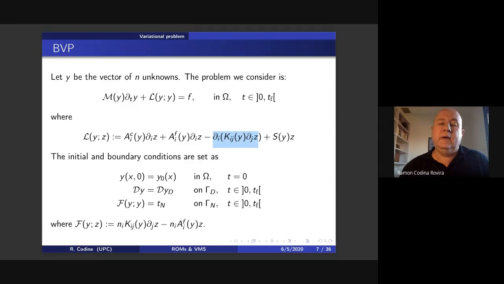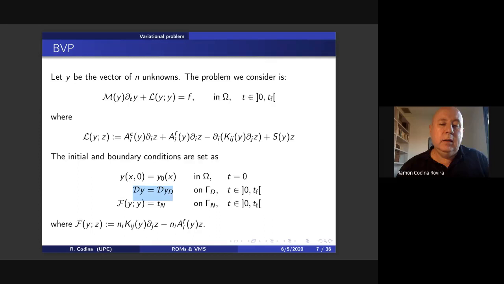Okay, so the problem that we have to solve is this evolution equation, the first one, with boundary conditions, a certain Dirichlet operator applied to the unknown equal to a given term. So it's not y equal to yd, because depending on the problem, you cannot prescribe all the components of y. So you can prescribe only a few of them. Just think, for example, about incompressible flows. You can prescribe the velocity, but not the pressure. That's why you have a Dirichlet operator that depends on the problem.